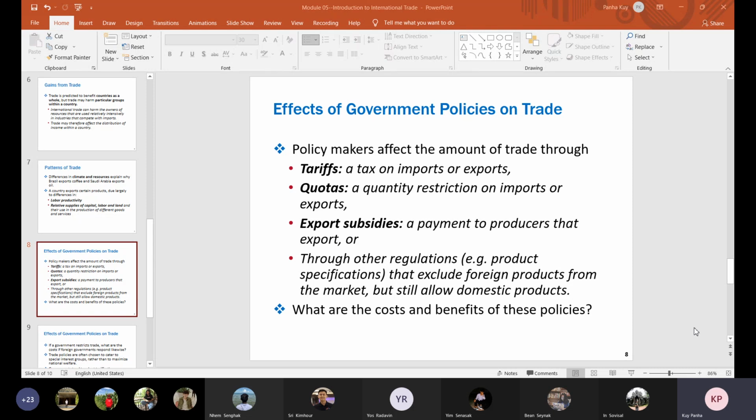So what I'm trying to tell you is that this production function can be used to determine, analyze, or model the income distribution. Okay, the income distribution.